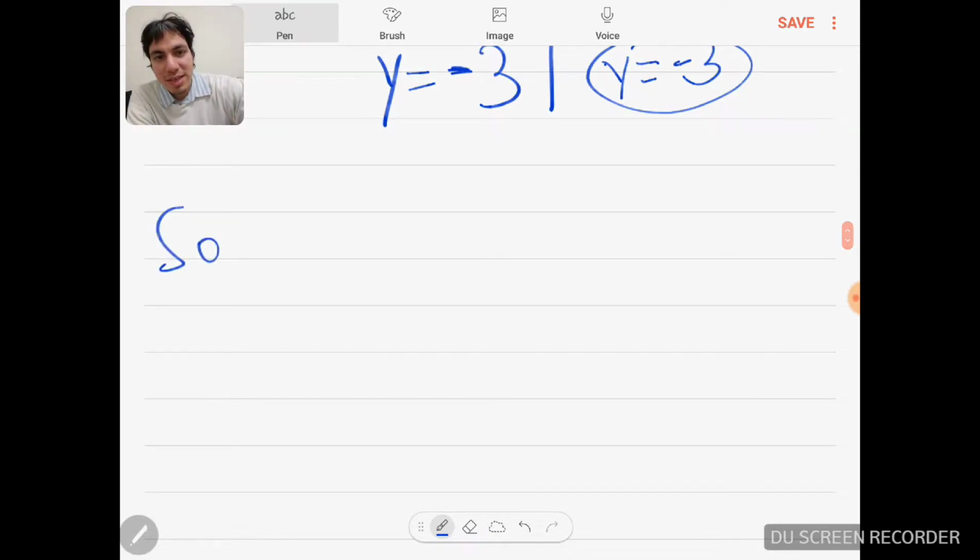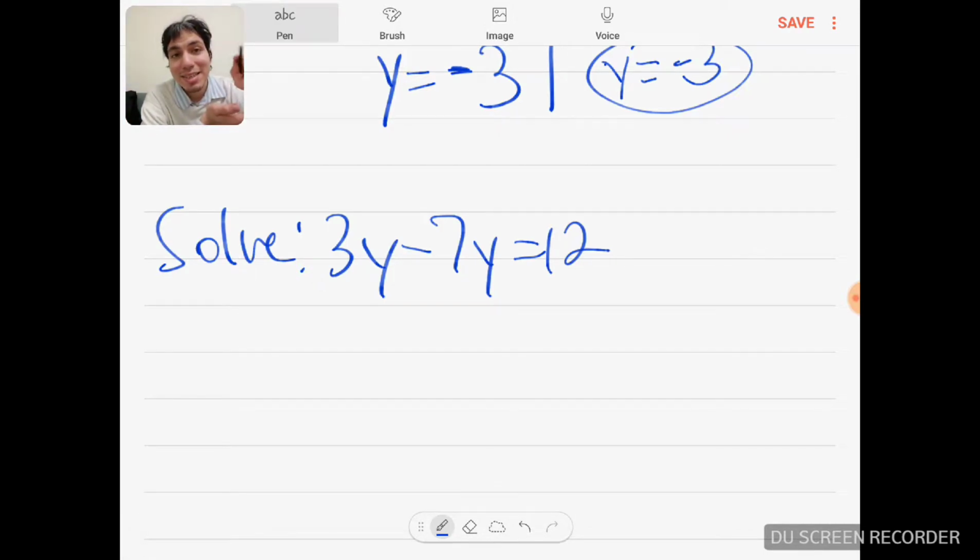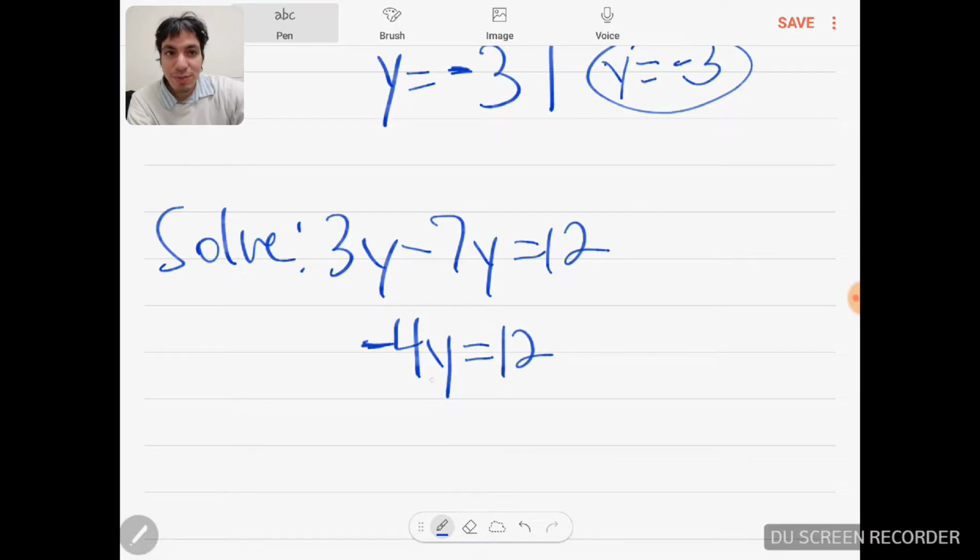Let's say I say solve 3y minus 7y equals 12. Now, many of you might just say, I can't do this because 7 can't divide into 12. My thing is this, you have to make sure you combine like terms first. So we have 3y minus 7y, which gives me negative 4y, which gives me 12 as my answer.